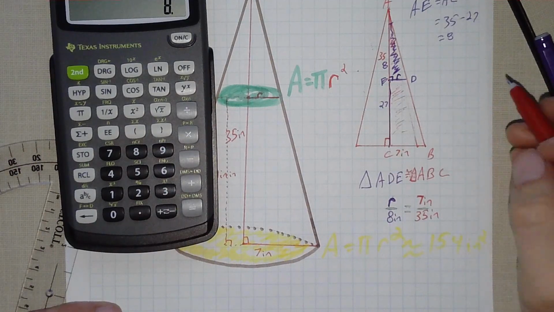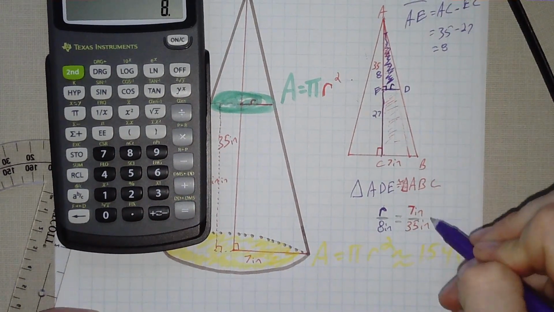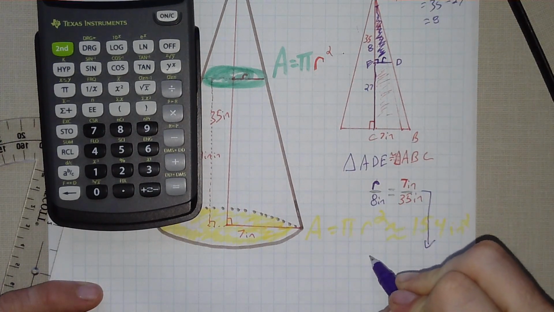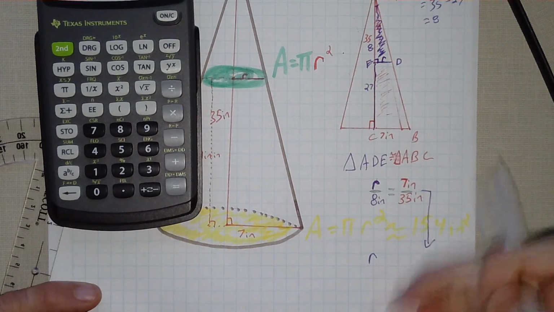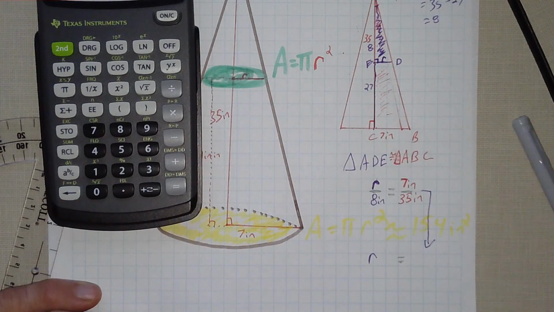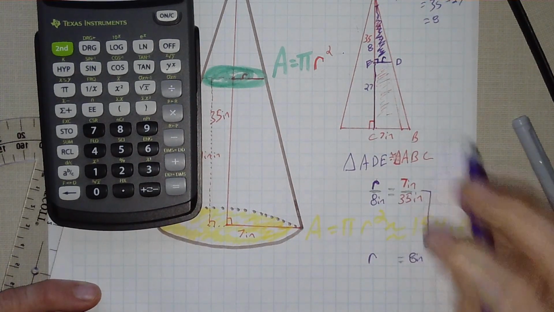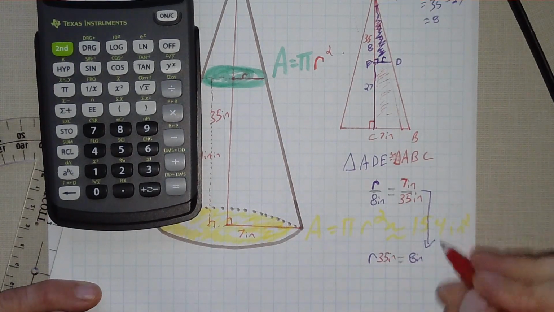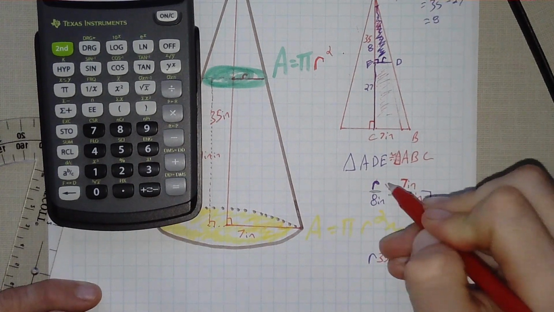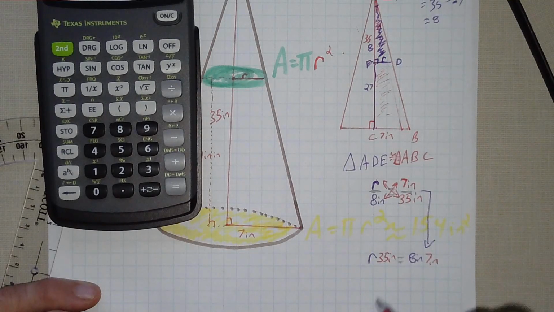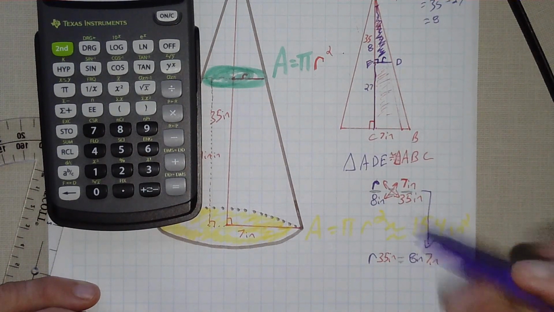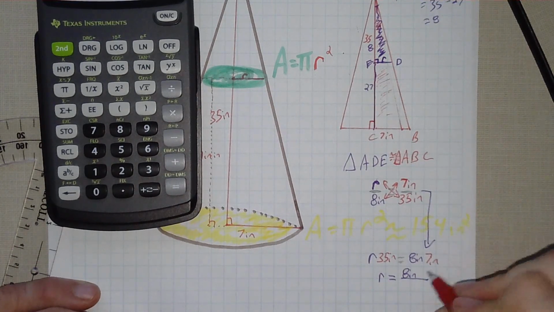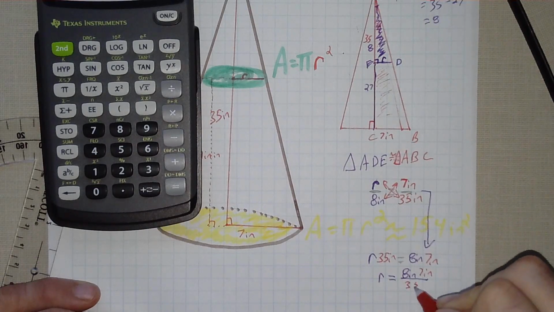Okay, so I'm going to cross multiply. I'll move it down here so it's easier to see. So it's going to be R and 8 inches, equal to 35 inches times 7 inches, because we're just cross multiplying those. So now R equals 8 inches times 7 inches divided by 35 inches.